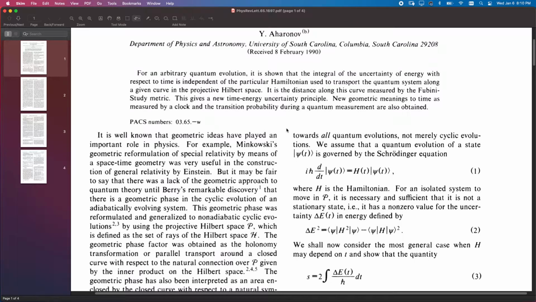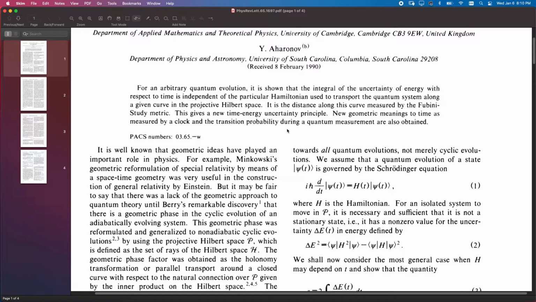Okay, so I'm kind of procrastinating getting started because I kind of don't want to do this. But let's just do it. Okay, the abstract.